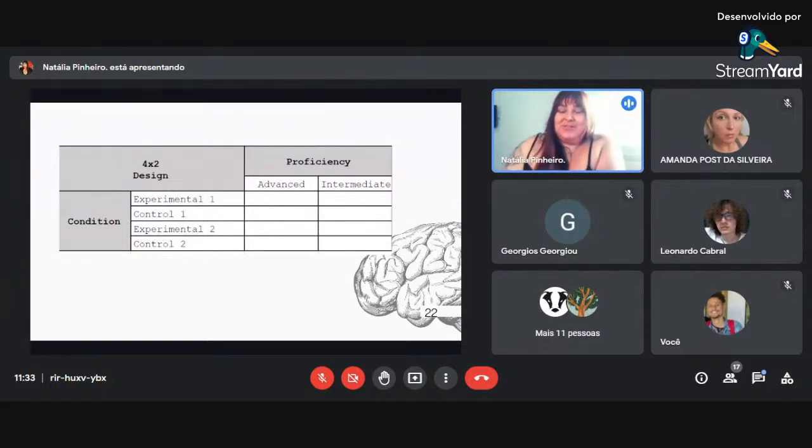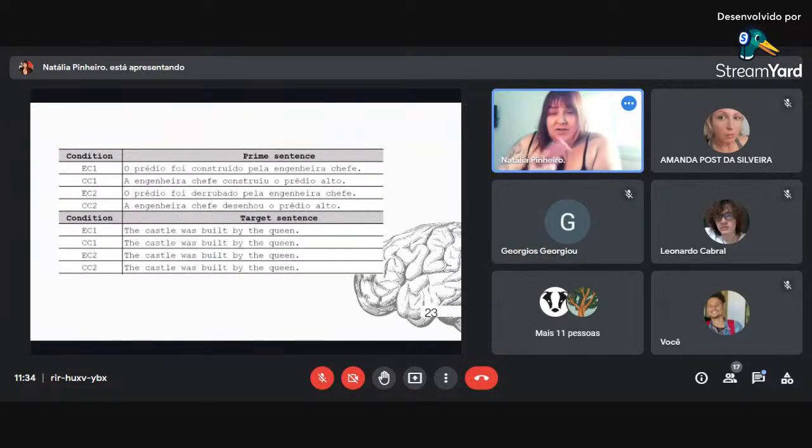In order to answer the research questions, we developed a 4x2 experimental design with a 4-level within-subjects variable, condition, and a 2-level between-subjects variable, proficiency. So here is a table with the conditions. I brought some examples of the stimuli. So you can see here that I worked with 2 experimental conditions and 2 control conditions, right?